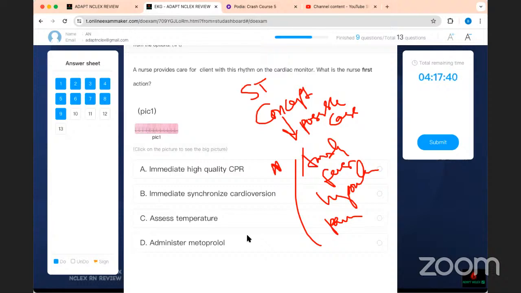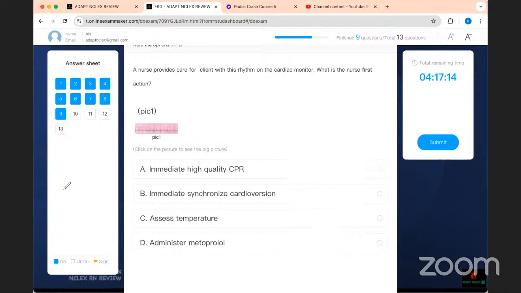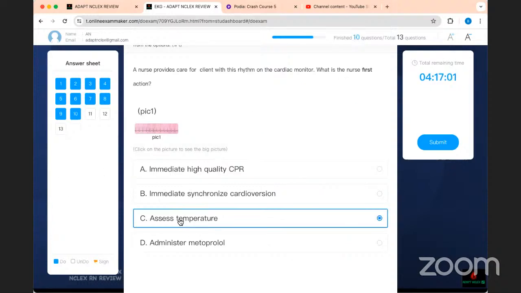The concept is what? Possible causes. And you hold on to that. You're not going to pick an answer choice that is not about possible causes. CPR is not a possible cause, right? Synchronized cardioversion, you're doing something, right? Administer metoprolol, I don't know the possible cause. Therefore, I got to do C. Okay, that's what I would say. I have to assess you.